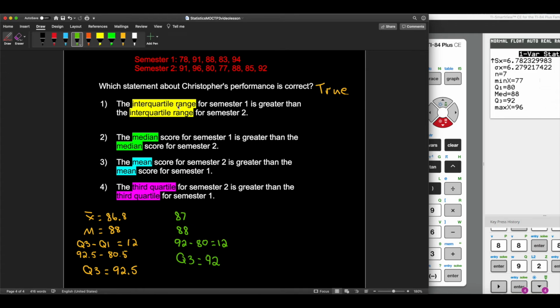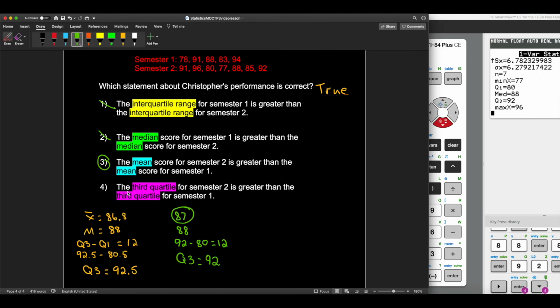Choice 1 says the interquartile range for semester 1, so that's this, is greater than the interquartile range for semester 2. Which is that? Well, 12 equals 12, guys. They're not greater than, so you cross them out. The median score for semester 1, 88, is greater than the median score for semester 2. Well, that's not true. They're equal. The mean score for semester 2, 87, is greater than the mean score for semester 1, 86.8. Yes, that is true. Guys, 87 is greater than 86.8, and that's why we didn't round that. Even though this can round to 87, it's still different from 87. It's less than. That's why that's your answer.